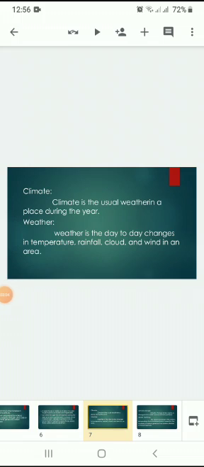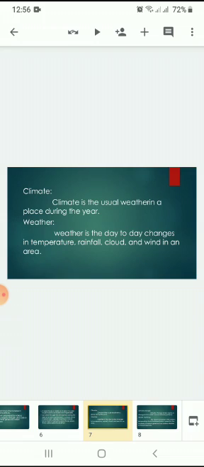Students, the following terms are being used in the topic, so let's define these. Climate. Climate is the usual weather in a place during the year. For example, in Sindh province, the summers are hot with temperatures often over 46 degrees Celsius. The winters are cool and 15 to 18 centimeters of rain falls each year.